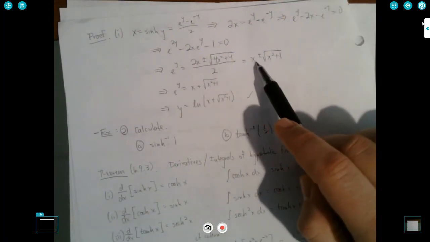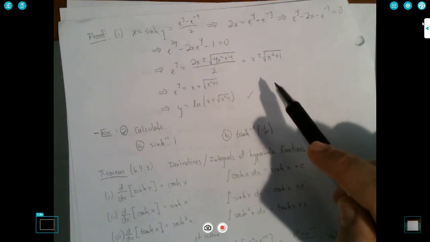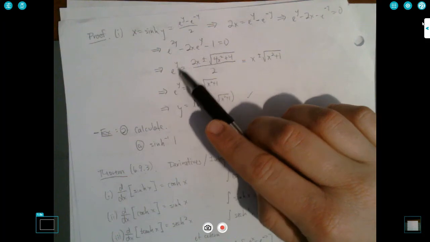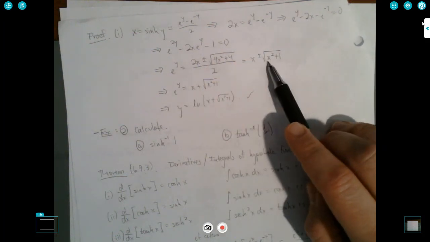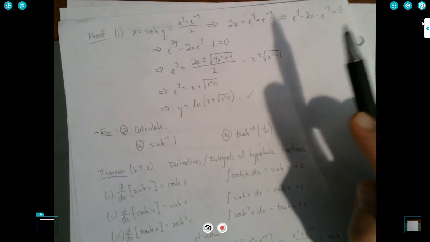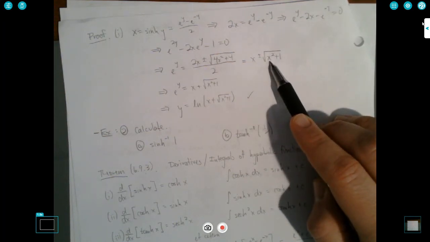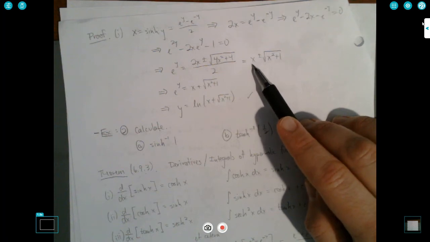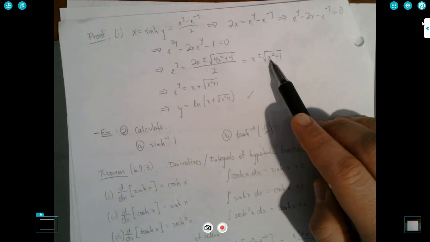So e to the y equals either x plus root x squared plus 1 or x minus root x squared plus 1. Well, notice that an exponential always has to be positive. Let me say that differently, right? The square root of x squared is sometimes equal to x, sometimes it's equal to the absolute value of x. We'll say it that way, right?